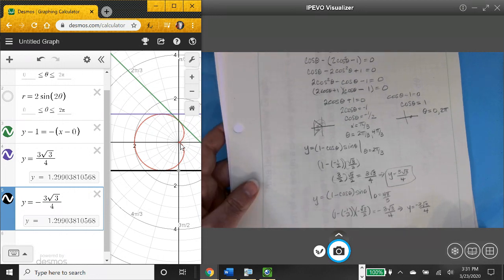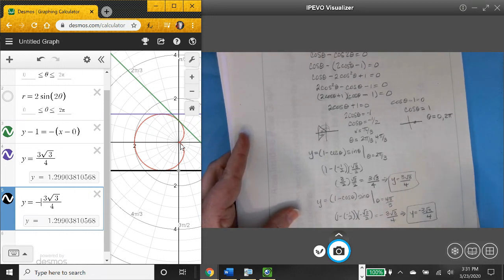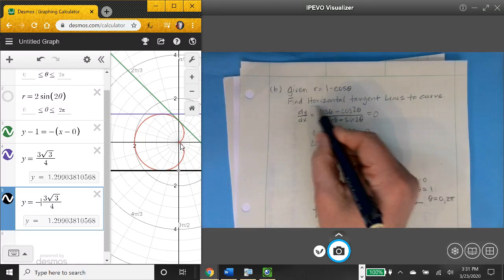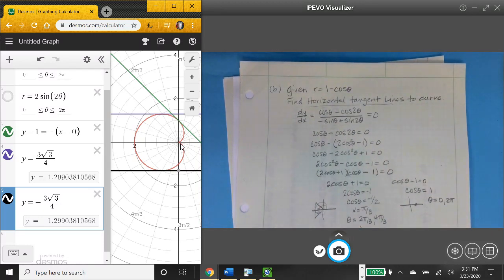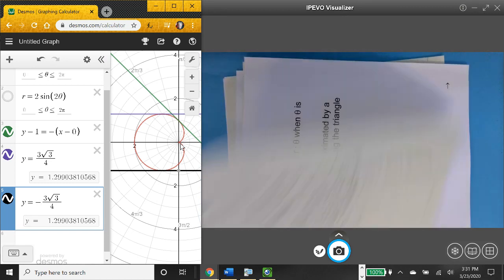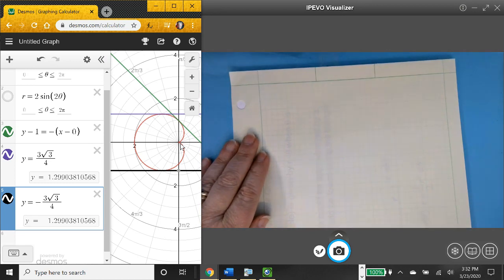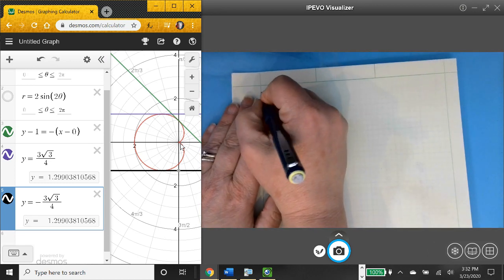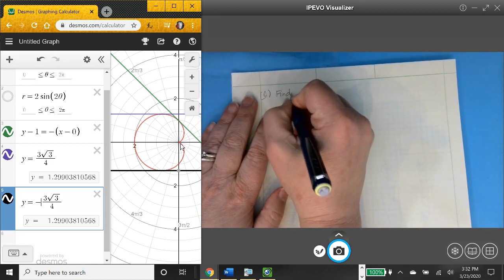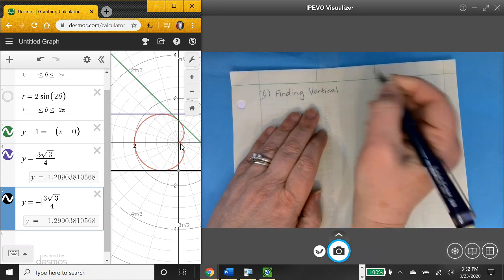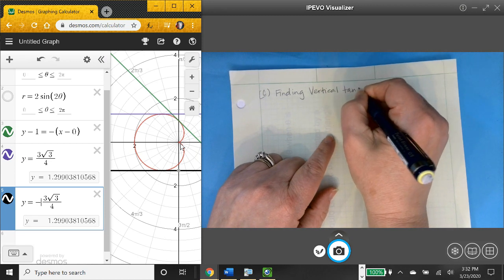All right. Having said that, we have found the horizontal tangent lines. What also needs to be found? I heard it from the back. The vertical tangent lines to the curve. So when are those going to occur? Well, Mrs. Muller, vertical tangent lines occur when the denominator of the derivative is equal to 0. Finding vertical tangent lines.